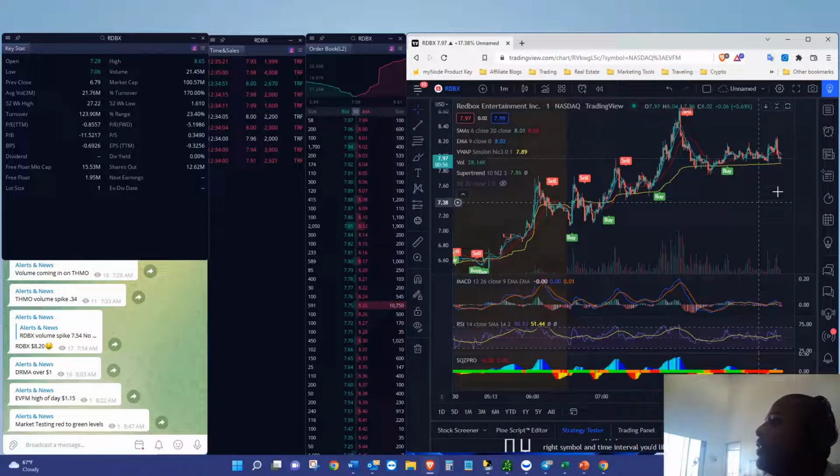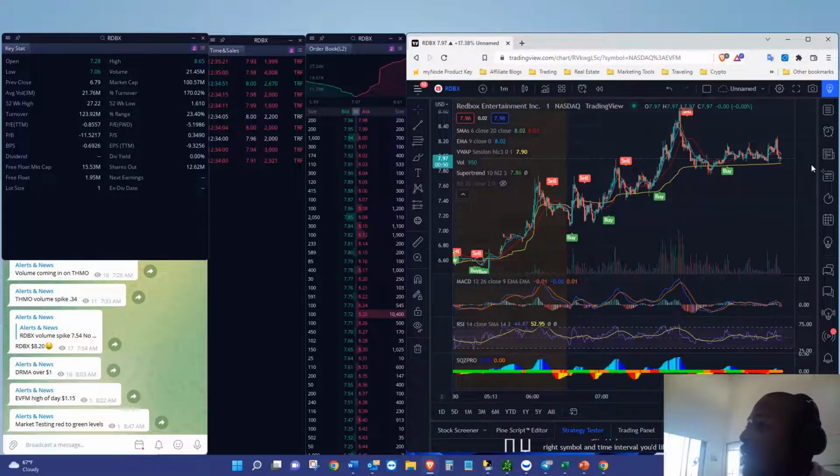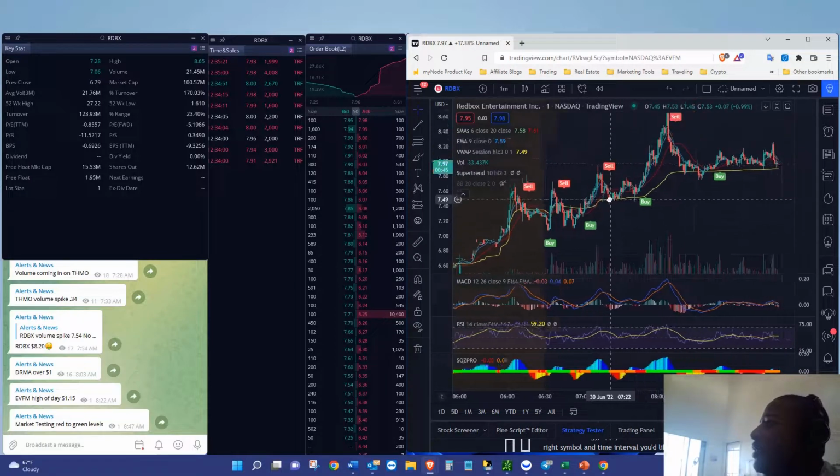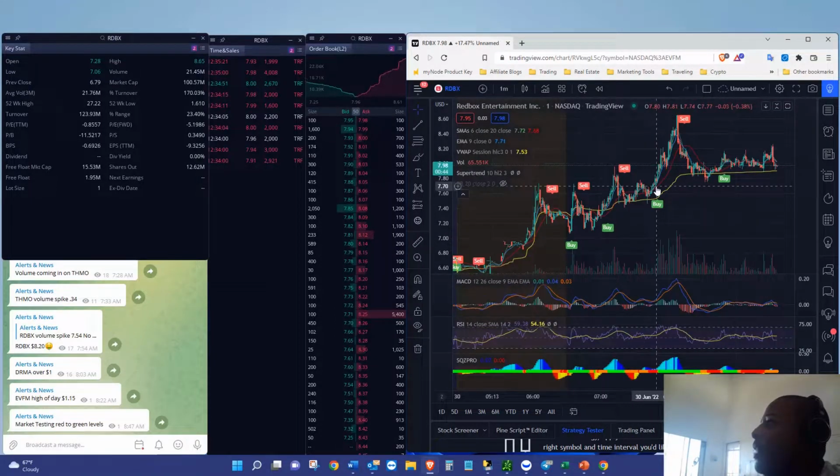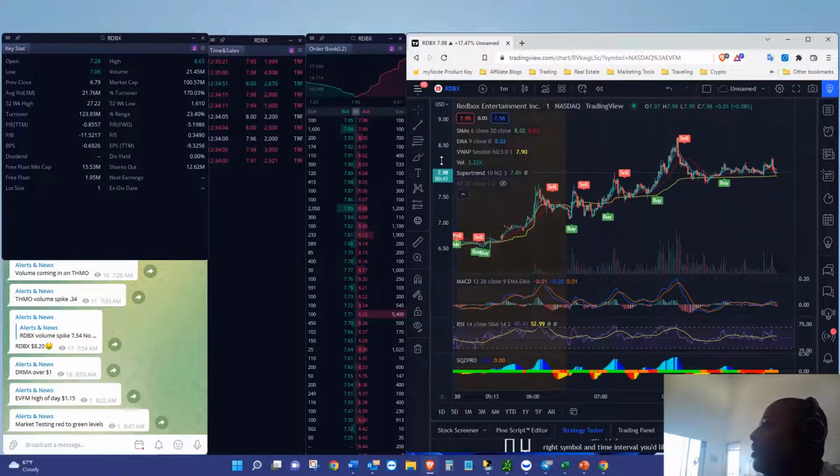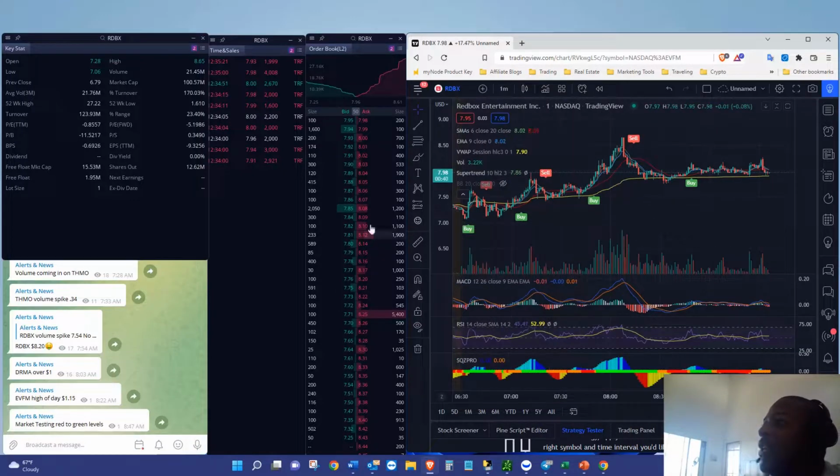And so something like this, 21 million might be enough to look at a trend. Usually when it's 10 million and below, I'm like, this is going to be volatile. But Redbox has been consistent, especially with it being on WallStreetBets and being pumped. So that's just an example, guys.